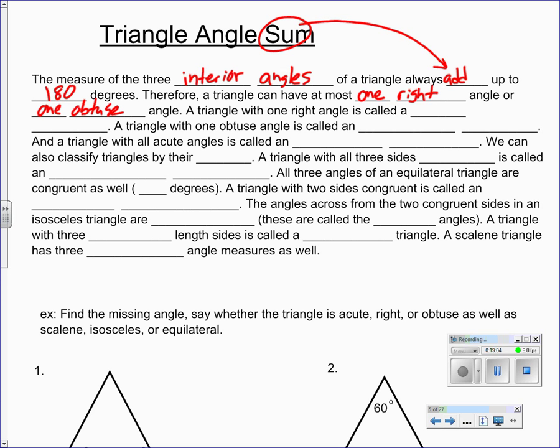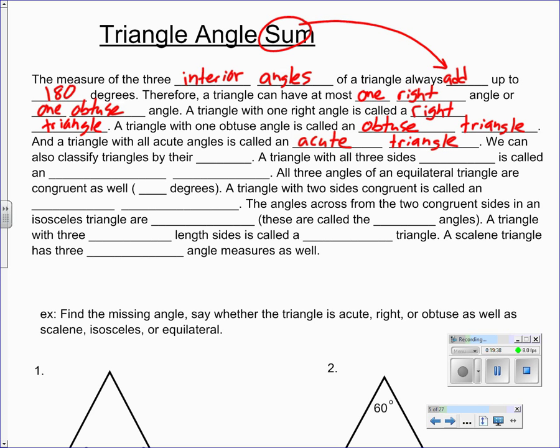A triangle that has a right angle is called a right triangle. A triangle with one obtuse angle is called an obtuse triangle. And a triangle that has all acute angles is called an acute triangle. So we can classify triangles by the angle measures.